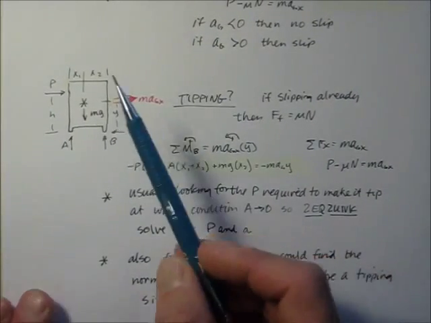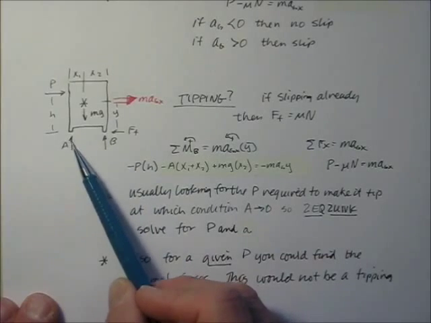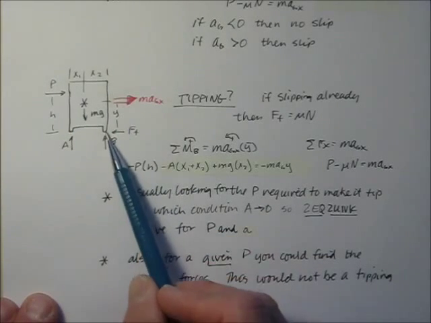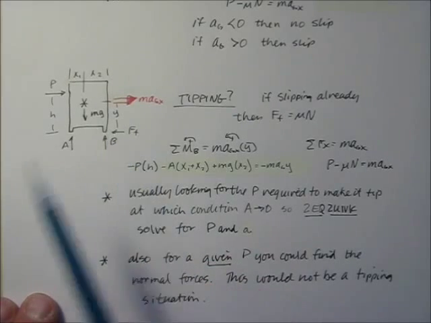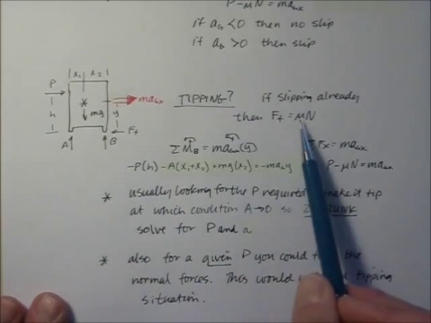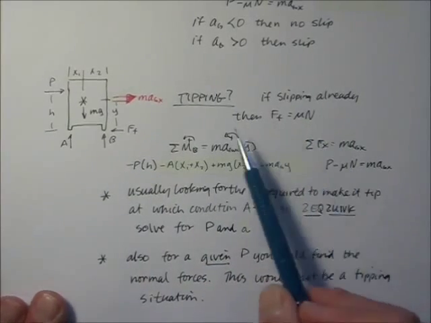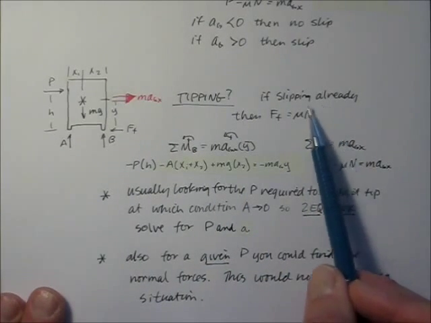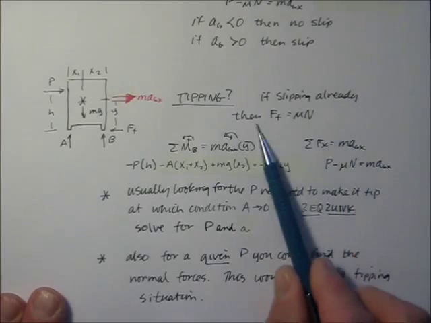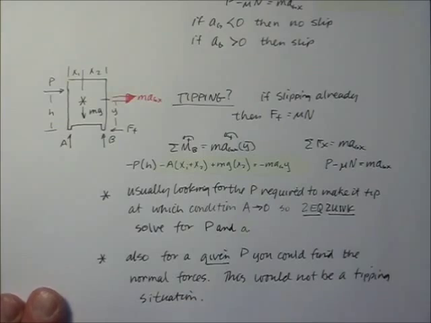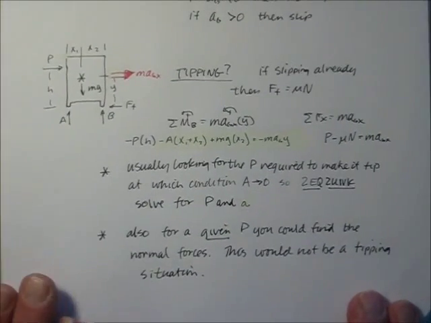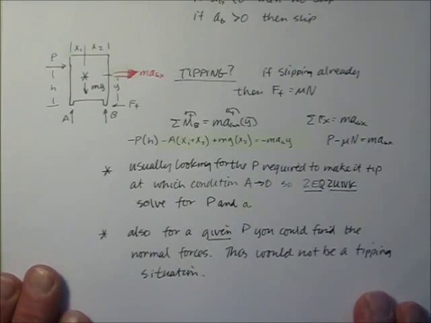What we noticed when it tips is that again A would go to 0, and it would probably tip over about point B. So summing moments about point B would be a convenient place. To analyze tipping, if it is already slipping, then the force of friction is equal to mu normal. If it's not slipping, then we're back to statics anyway, and we're just trying to use one of those other methods to evaluate tipping.